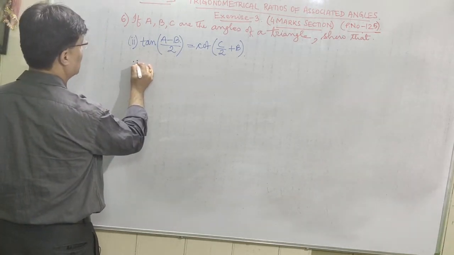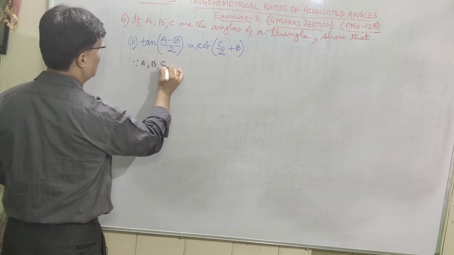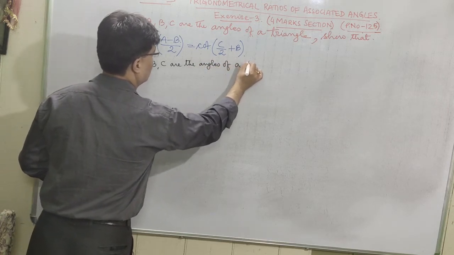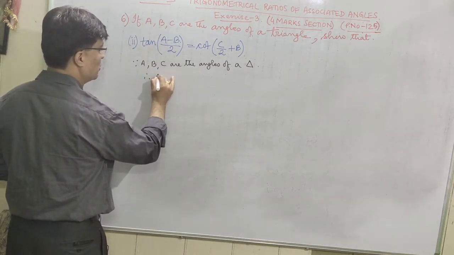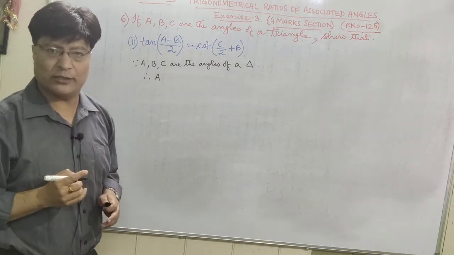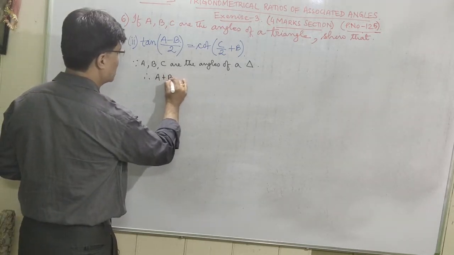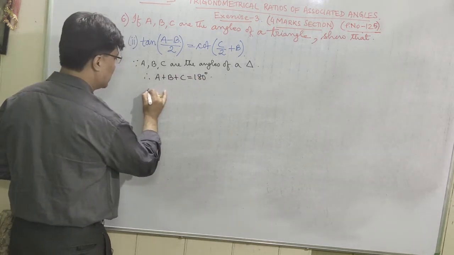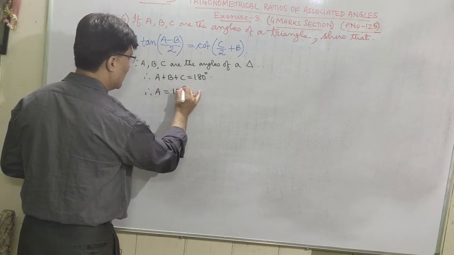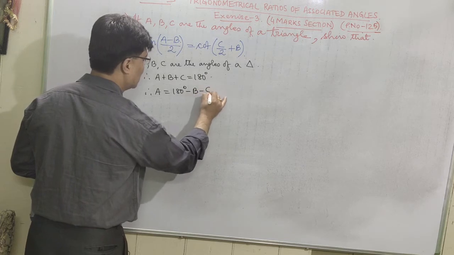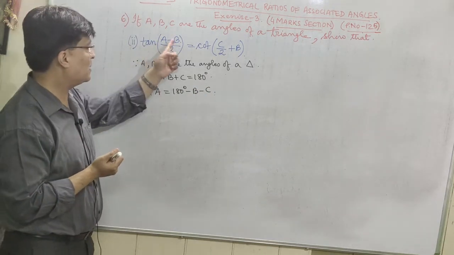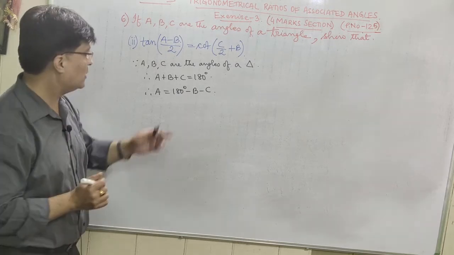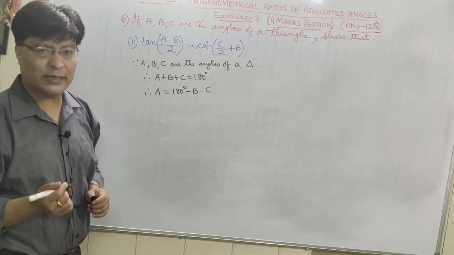So here, since A, B, C are the angles of a triangle, we can write the sum of the three angles of a triangle is 180 degrees. You know that, isn't it? So it is A plus B plus C is equal to 180 degrees. And let us get the value for A in terms of B and C. That is A is equal to 180 degrees minus B minus C. Because you have to express (A minus B)/2 as C/2 plus B, and there is no term containing A on the right hand side. That's why you get the value for A, which is equal to 180 degrees minus B minus C.